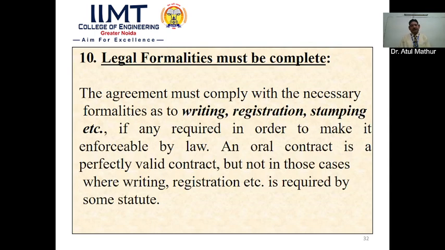The last point is that legal formalities must be complete. The agreement must comply with the necessary formalities as to writing, registration, stamping, etc., if any required, in order to make it enforceable by law. An oral contract is a perfectly valid contract, but not in those cases where writing, registration, etc. is required by some statute.